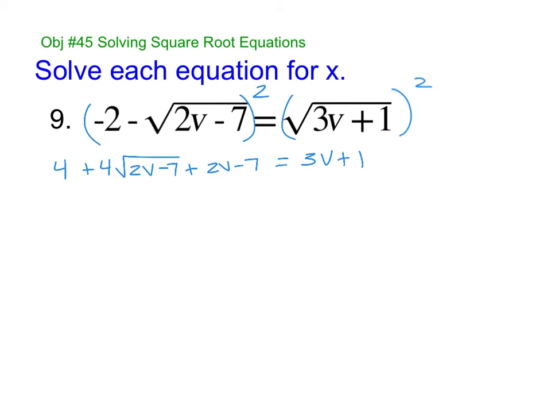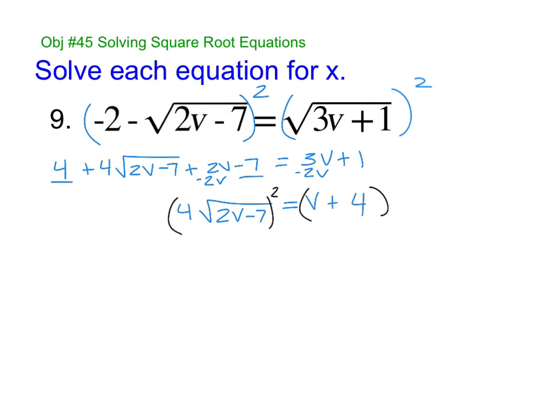Right. So I just did the FOIL in my head. Now we're going to isolate this right side. Let's see, I got 4 and negative 7, so that gives me negative 3, so this becomes a 4. And then subtract 2v on both sides, and we get v plus 4 equals 4 root 2v minus 7. Now I'm going to square both sides. So this one is a little harder.